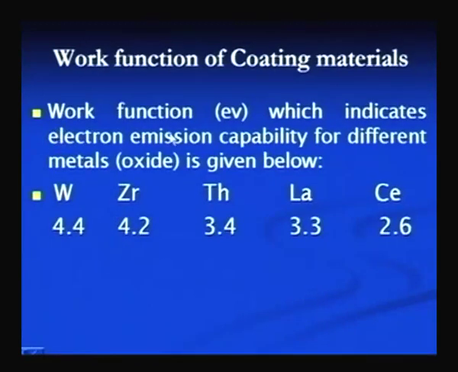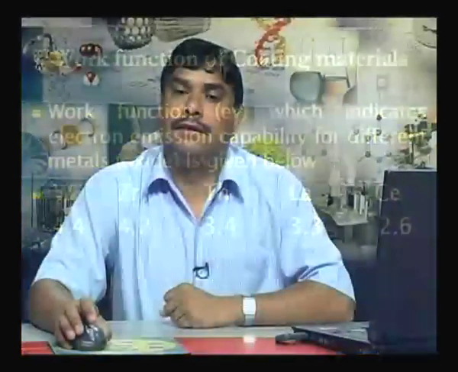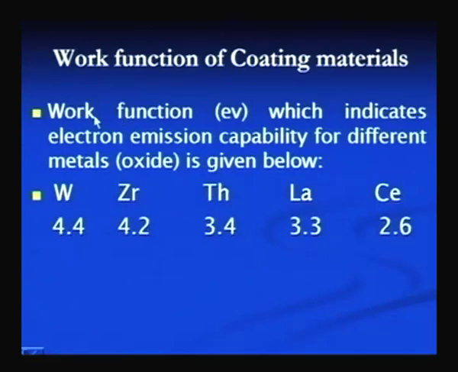Here, for tungsten the work function is 4.4, for zirconium it is 4.2, for thorium it is 3.4, lanthanum 3.3 and cesium 2.6. So, application of these materials' oxides as a coating significantly helps to increase the electron emissivity of the coated tungsten electrodes and increase their current carrying capacity. The reason is that the work function of these coating materials is lower. They need less energy to release the electrons, and that is why their electron emissivity is better compared to pure tungsten. So, when these low work function elements are coated over the tungsten, these coatings help to increase the electron emissivity and also increase the current carrying capacity.